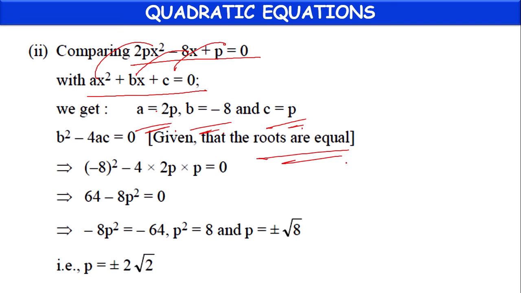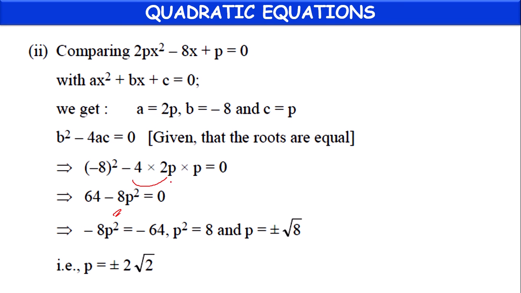But they have given that the roots are equal, so the discriminant is to be taken as 0. So minus 8 whole square minus 4 into 2p into p, we just have to substitute the values, equal to 0. Minus 8 whole square means 64. 4 into 2, 8. P into p, p square, equal to 0. If 64 comes towards the right hand side, minus 8p square equal to minus 64.